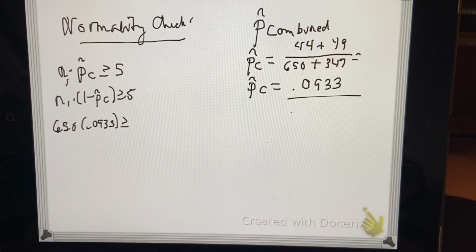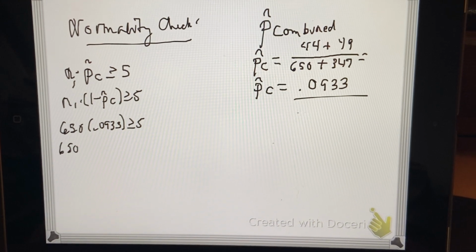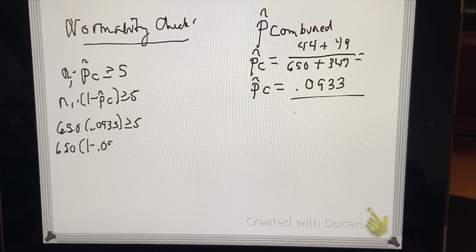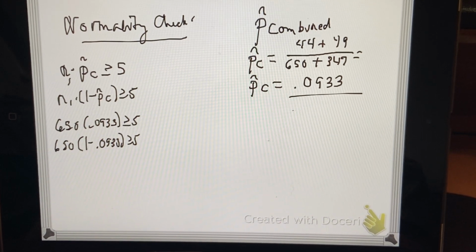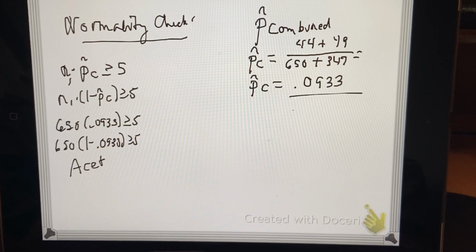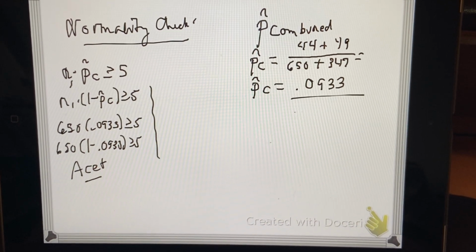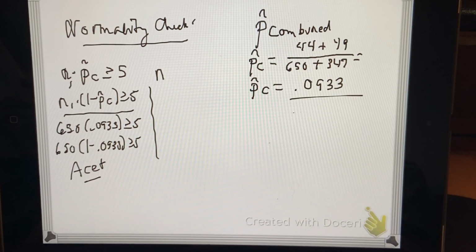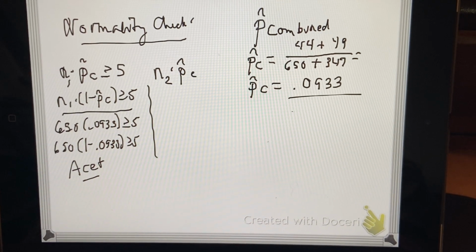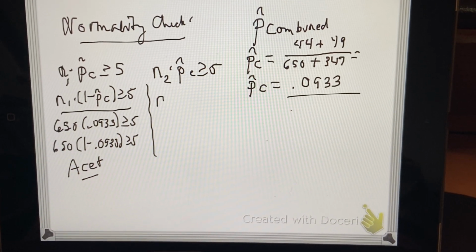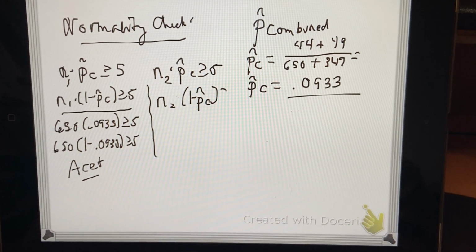I'm just going to make sure they're greater than or equal to 5. And then 650 times 1 minus 0.0933, greater than or equal to 5. So that's the acetaminophen group. But I also have to do the ibuprofen group. So I have to do the second sample times p hat combined greater than or equal to 5, and the second sample times 1 minus p hat combined greater than or equal to 5.